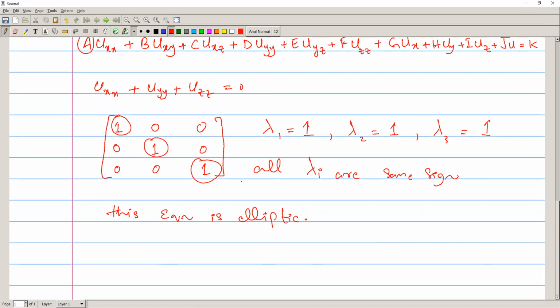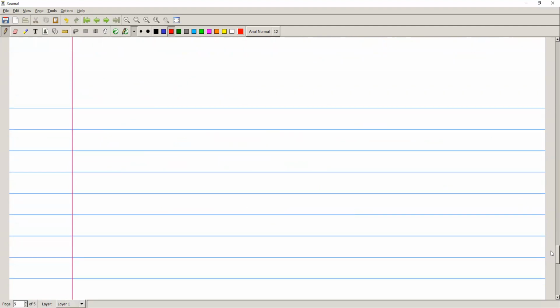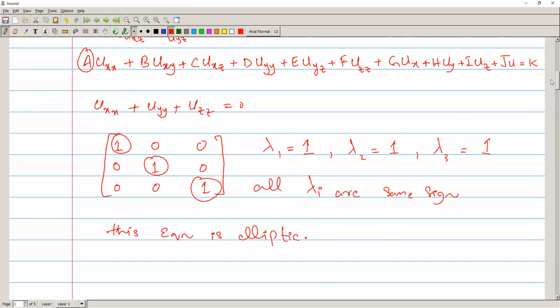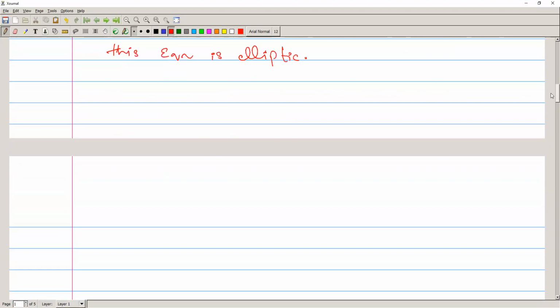And it should be elliptic, because when we talk about the Laplace equation, that was the two-dimension steady heat equation. So this is a three-dimension steady heat equation, and it's again the elliptic equation, right?